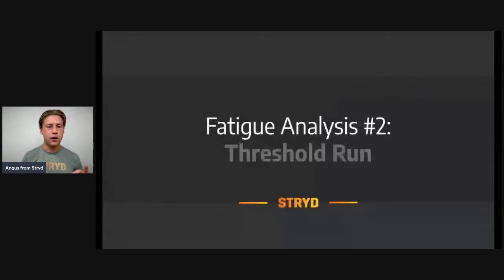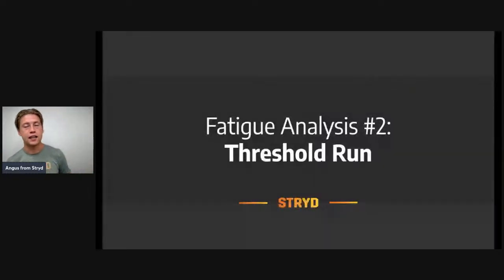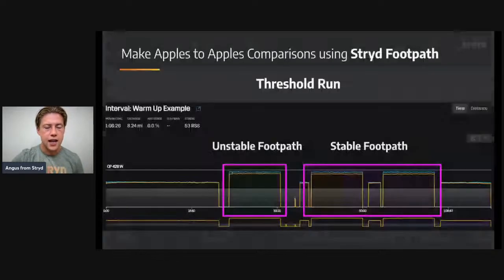So that was case number 1, fatigue analysis number 1, looking at the scenario of a race. To really understand those left-right differences, I recommend looking at the footpath, but also looking at the second-by-second data to bring context to the data. Now we're going to be looking at fatigue analysis number 2, and this is a threshold run. Now we're going to start to bring in that concept of a warm-up.